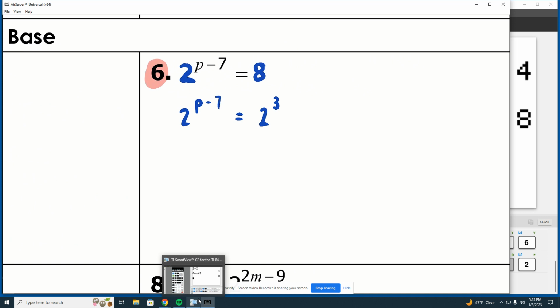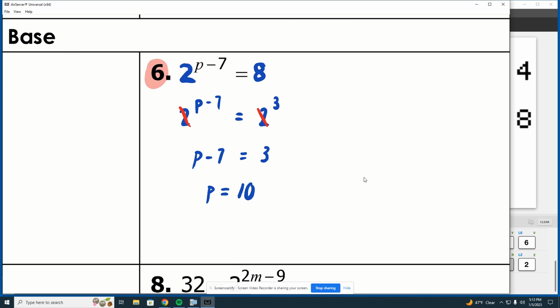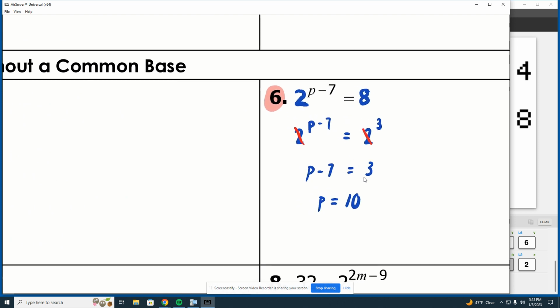And now all of a sudden, don't they have the same base? Well, if they have the same base, drop the bases and let's solve. So we have p minus 7 equals 3. What do I do from here? Add the 7. So p equals 10. And that's it. That's how you do it. So sometimes when they don't have the same base, we create them to have the same base.